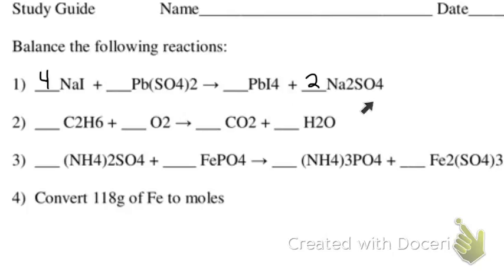That gives me 2 sulfates, which is nice because I have 2 sulfates here. 1 lead here, 1 lead here, 4 iodines, 4 iodines. So now it's balanced. 1 and 1.